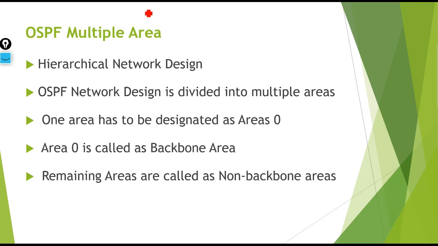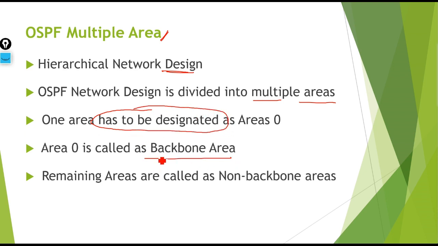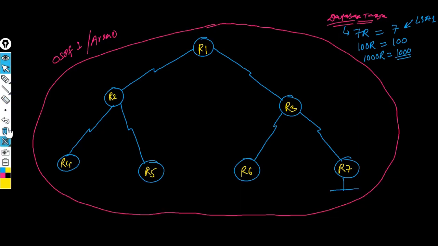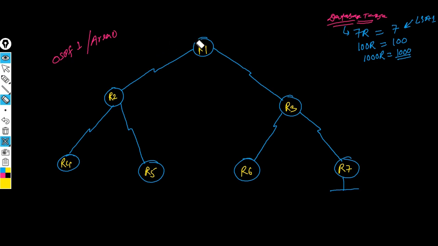So make sure, this is the major point. In the OSPF multi-area concept, you need a hierarchical network design, where the OSPF network is divided into multiple areas, where one of the areas will be considered area 0, which is also called the backbone area, and all the remaining areas are known as non-backbone areas. That's the concept of OSPF multi-area. So if you see our scenario here, I'll just delete this and remove this as well. I don't need it.